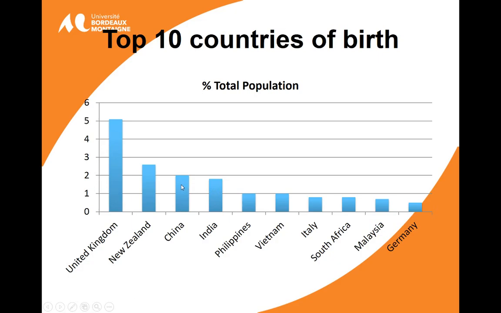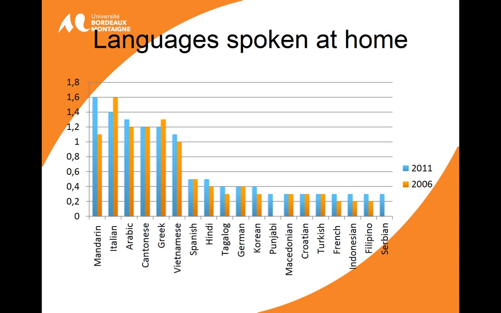And you see that today people come from China, India, the Philippines, Vietnam, Malaysia in important numbers. This multicultural dimension of Australia is reflected in this graph. You see the languages spoken at home, and you see here the increase of Mandarin, okay, and of other Asian languages. So multiculturalism is in fact an official policy of Australia.